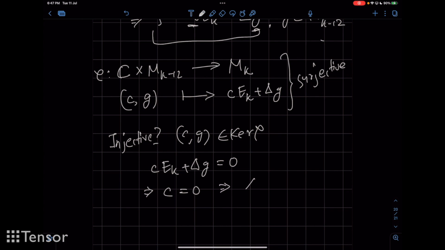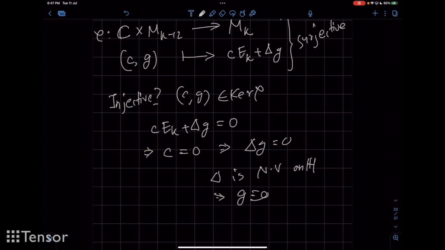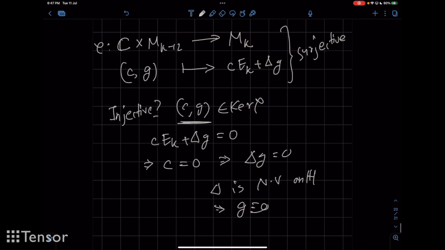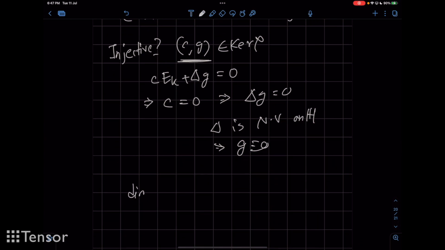So if c is 0, then delta g is also 0. And we know that delta is non-vanishing on the upper half plane. Therefore, g is 0 on the upper half plane. So we get that only the zeros are in the kernel. So therefore, this phi is injective as well. So this phi is an isomorphism of vector spaces. Therefore, the dimension of M_k is the same as the dimension of the direct sum of C and M_{k-12}.